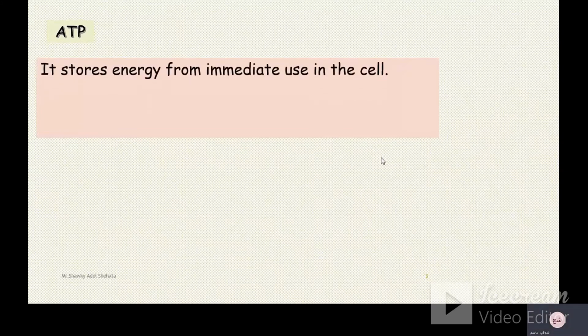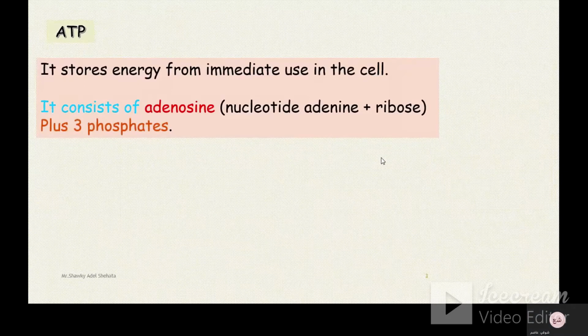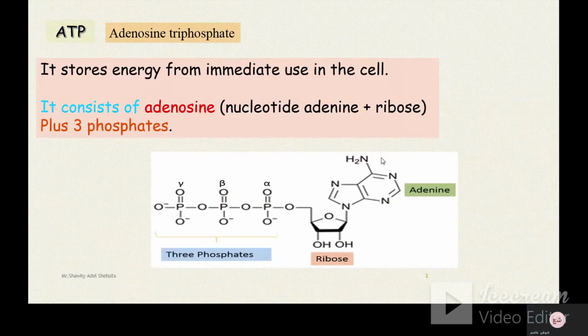Generally, ATP stores energy for immediate use in the cell. It consists of adenosine, which is the nucleotide adenine plus ribose, plus 3 phosphates. So it's called adenosine triphosphate. This is the general formula of ATP. It consists of the ribose, the adenine, and the 3 phosphates. So it's called adenosine triphosphate.